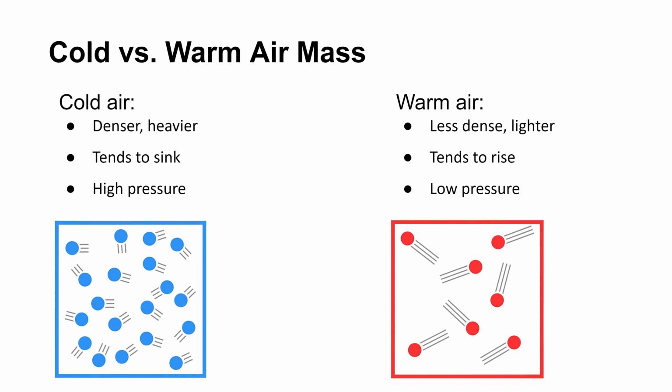Since there are fewer molecules in warm air and more molecules in cold air for a given unenclosed cubic meter of volume, warm air typically rises, while cold air tends to sink. Therefore, warm air would create low-pressure events, while colder air would create high-pressure events.